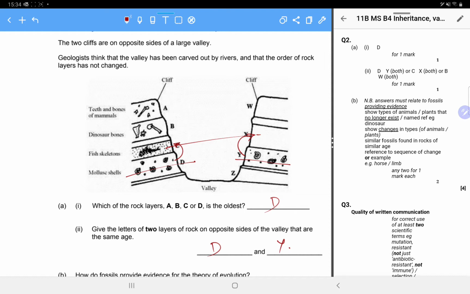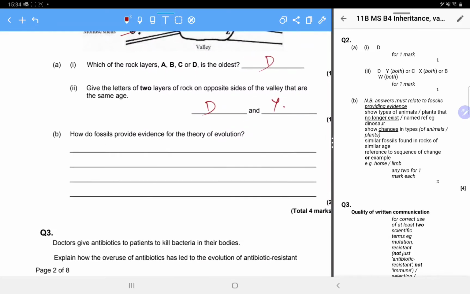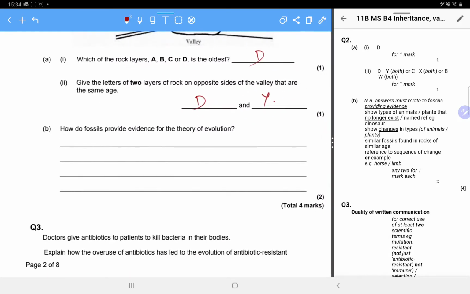And the reason why B and W must be is that we've got this layer here, which is the same, and B and W therefore are the same. Okay, so you do have options there, but the most obvious one is the one where the mollusk shells are found. How do fossils provide evidence for the theory of evolution?